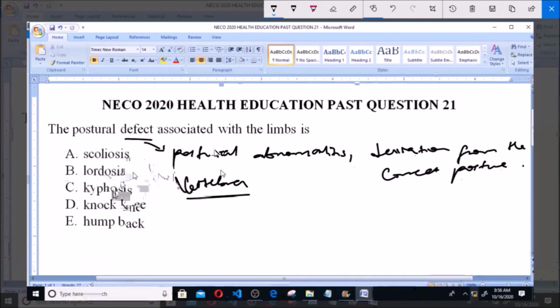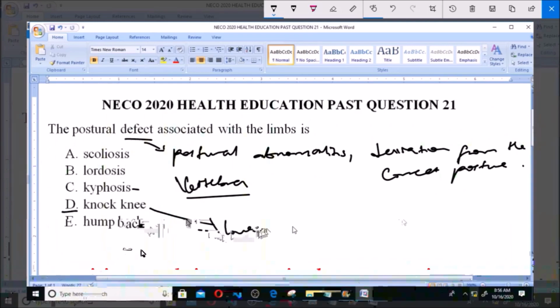Then kyphosis affects the thoracic vertebra, whereby the chest region curves extremely outward than normal, thereby resulting in a hunchback or humpback. So humpback is another name for kyphosis. But if you look at option D, it says knock-knee. From this word knock-knee, you know that it's associated with the lower limb, that is the leg.